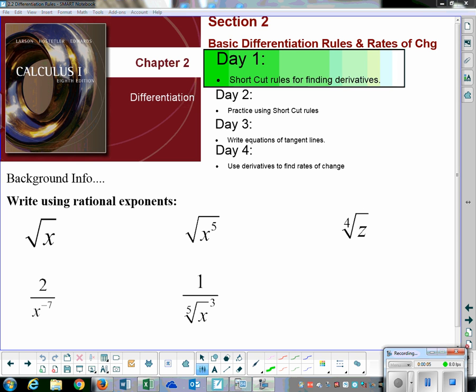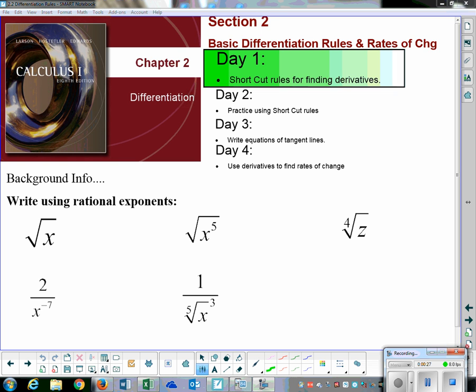Section 2 of Chapter 2 works with more derivatives, and today we pick up some shortcuts of how to take derivatives. So primarily we're going to be working on the power rule. But before we get that started, it is essential that you understand how to work with rational exponents.